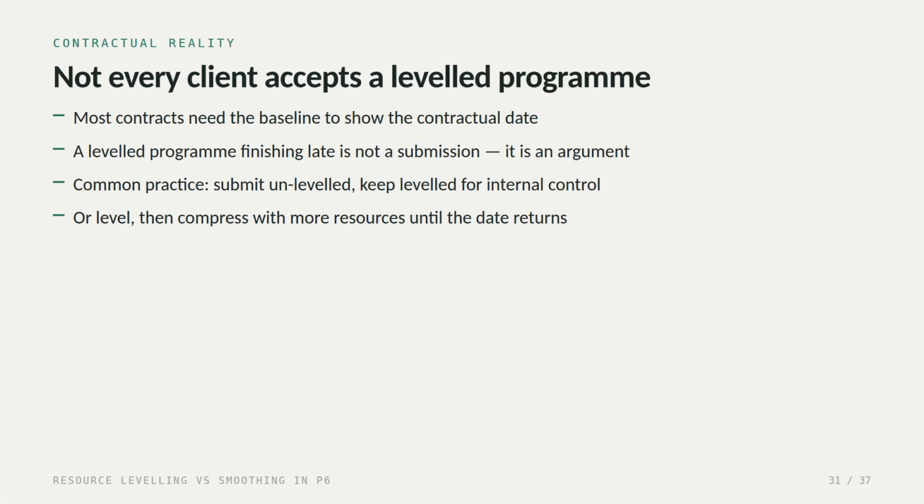And be realistic about acceptance. Most contracts require the baseline to show the contractual completion date. A level program that finishes 3 months late is not a submission, it's an argument. Common practice is to submit unleveled and keep the leveled version for internal control, or level first, then compress with additional resources until the date comes back and use that difference to justify what you're asking for.